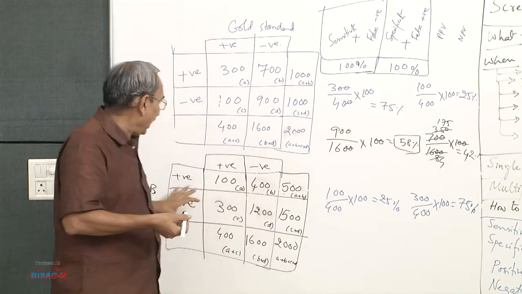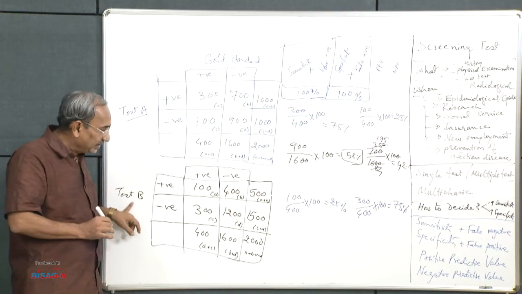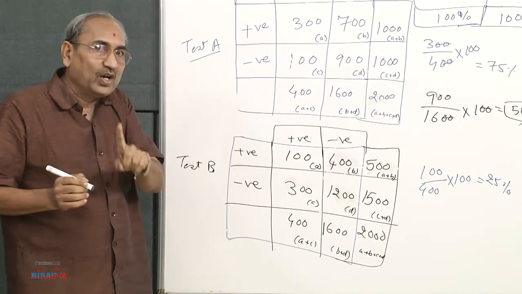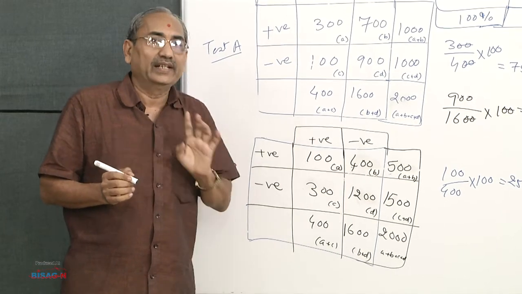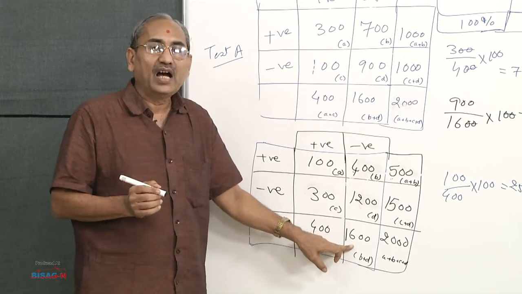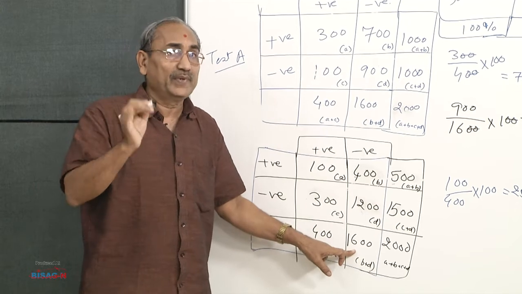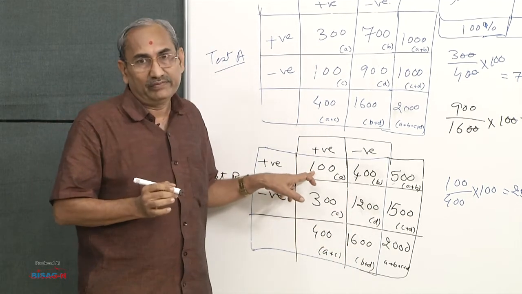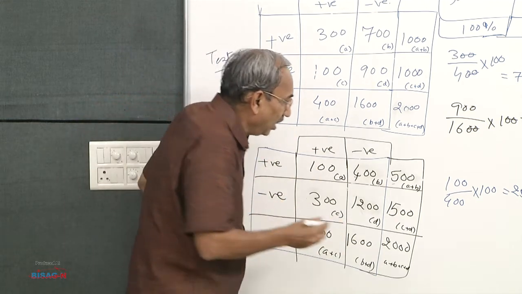Now see what happens in test B. Let us find out the specificity of test B. I repeat, it is the ability of a test to detect maximum negative out of total negative. That means 1200 out of 1600 are truly found out as negative. Sometimes people also use the words true negative and true positive. Some such words are sometimes used. So 1200 out of 1600.